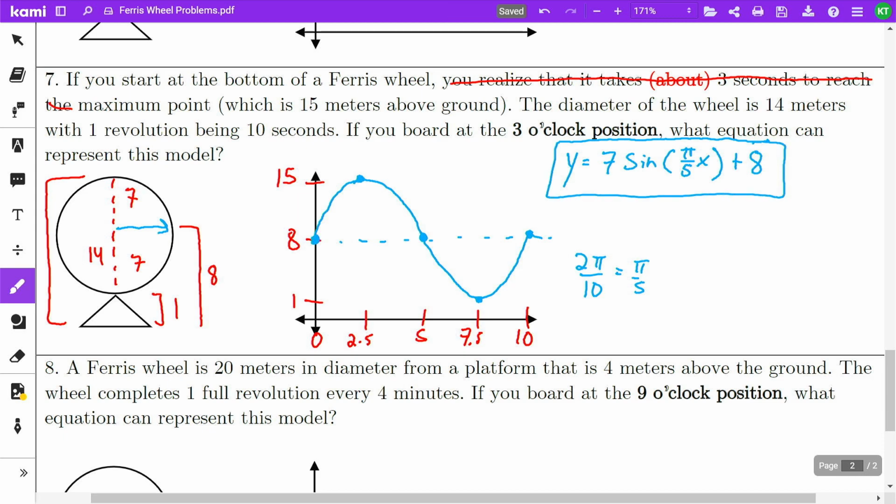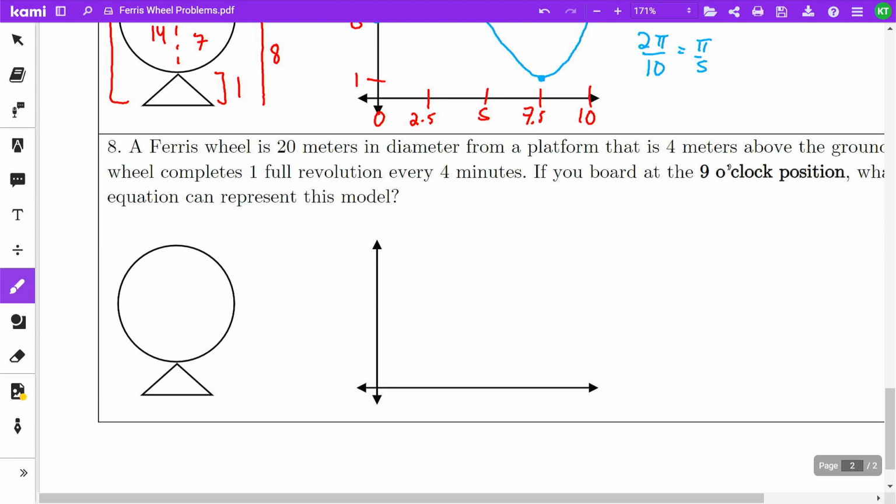On questions like this, let's make sure we pay attention to what is going on with our position. So again, we started at 3 o'clock, which means we're going to start at our midline, and then we're going to be going up because we're going counterclockwise.